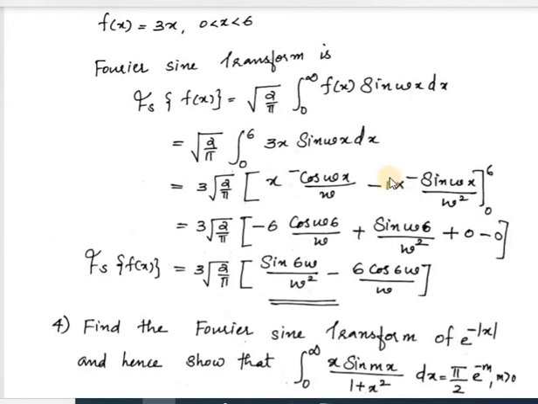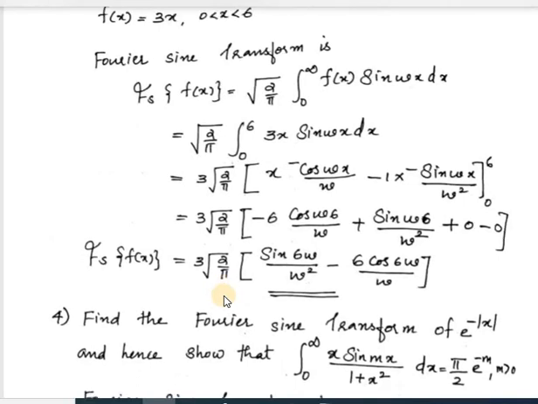Next term, the derivative of 1 becomes 0. And apply the limit 0 to 6. That is, apply the upper limit 6 and lower limit 0 to x. So it becomes minus 6 cos omega 6 by omega, plus sine omega 6 by omega square. When we apply x equal to 0, the lower limit, this term becomes 0 and this sine 0 becomes 0. So the answer is 3 into root 2 by pi, sine 6 omega by omega square minus 6 cos 6 omega by omega.